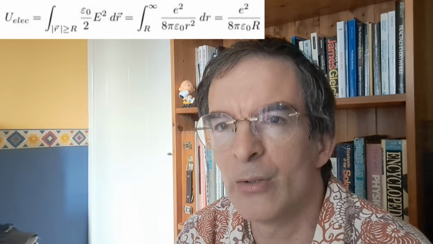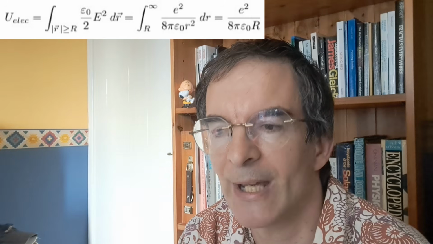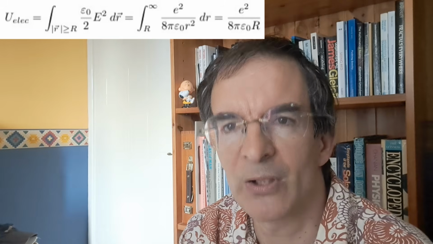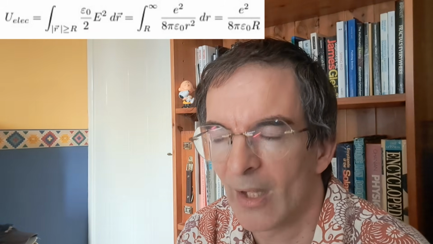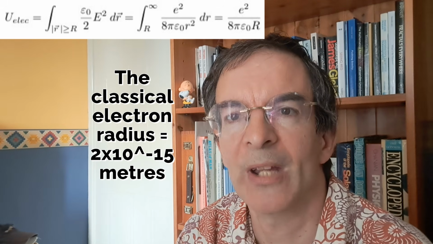But we do know the energy of the electron in other ways. We know the momentum it carries, that kind of thing, so we can work out the energy. And so we can work out the radius it must have so that the electric field associated with it has that energy. And the radius, if we assume that, is about 2 times 10 to the minus 15 meters, which is called the classical electron radius.